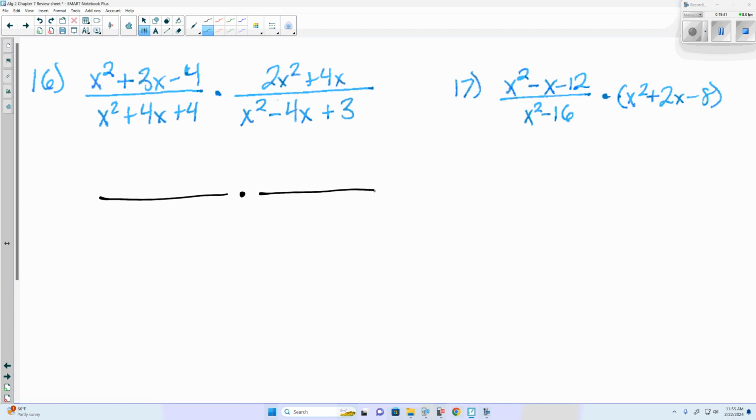x squared plus 3x minus 4 over x squared plus 4x plus 4, and our x squared minus 4x plus 3, and lastly we have 2x squared plus 4x. Now our 2x squared plus 4x has a greatest common factor of what? Yes? What else? 2. Because 2x squared 4x does have a greatest common factor of 2x. And when we factor it out, we get 2x times x plus 2.